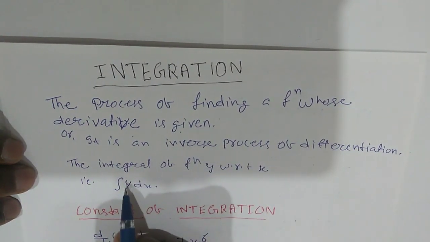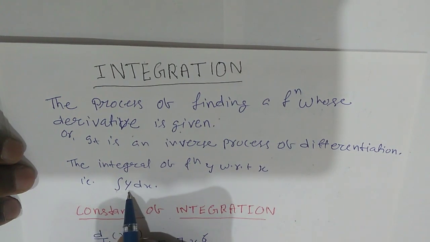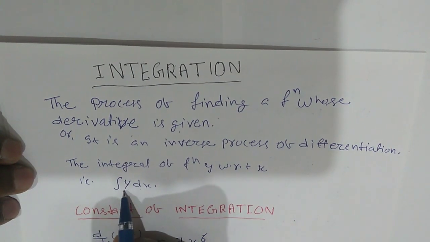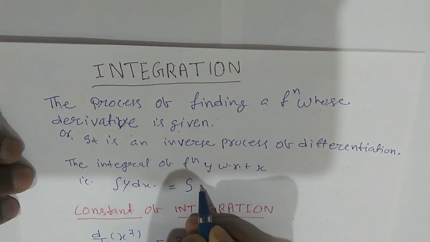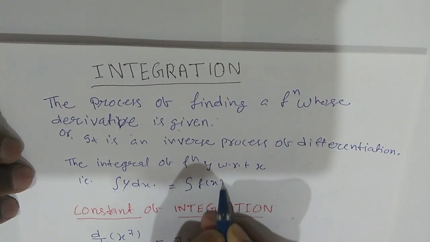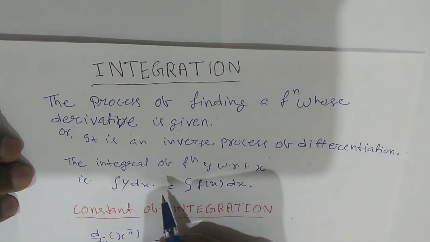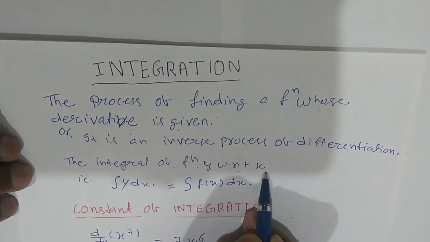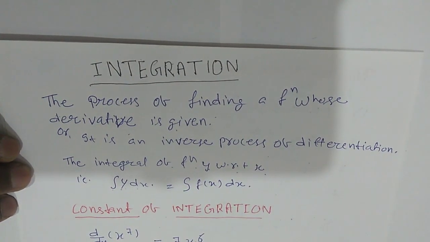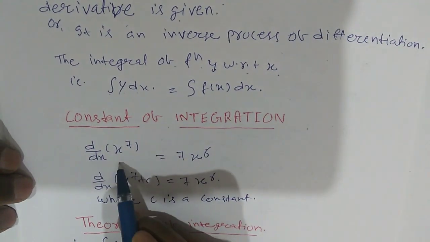Now we write it like this: integration of y dx, where y is a function. So right here, like this, f of x dx. We read it as the integral of function y with respect to x. Next one is the constant of integration.